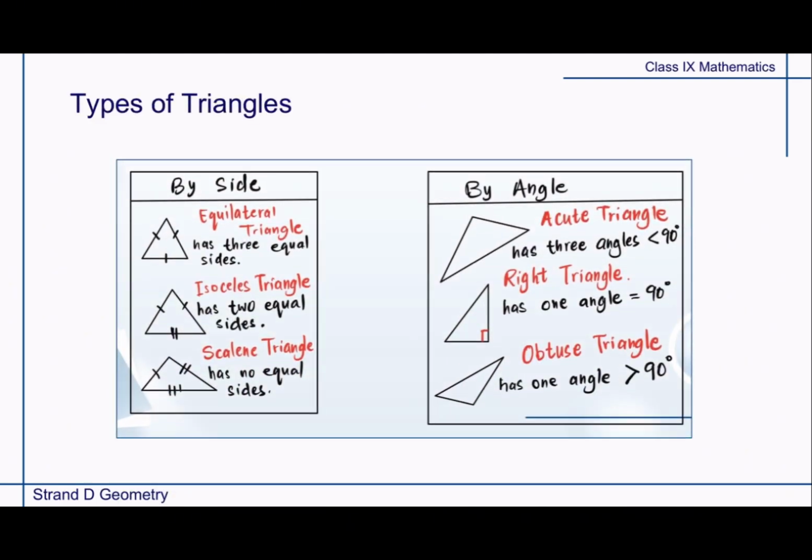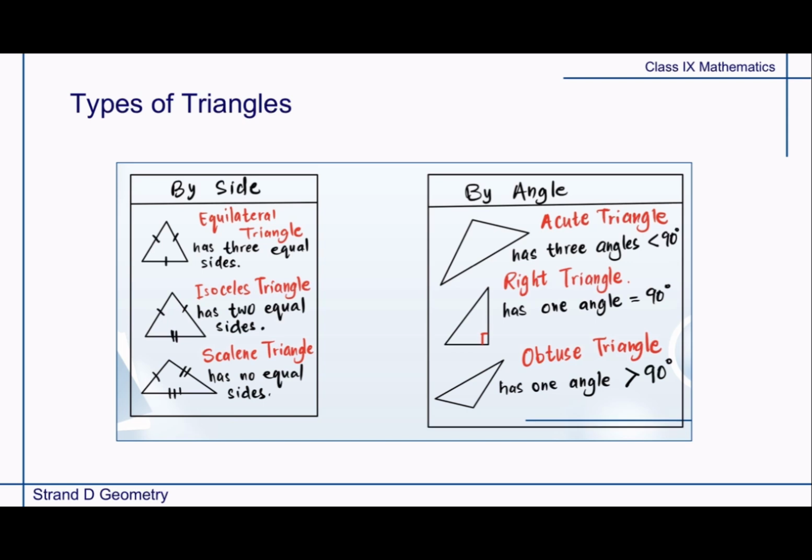Now, what are the different types of triangles? They are categorized into two: by sides and by angles.